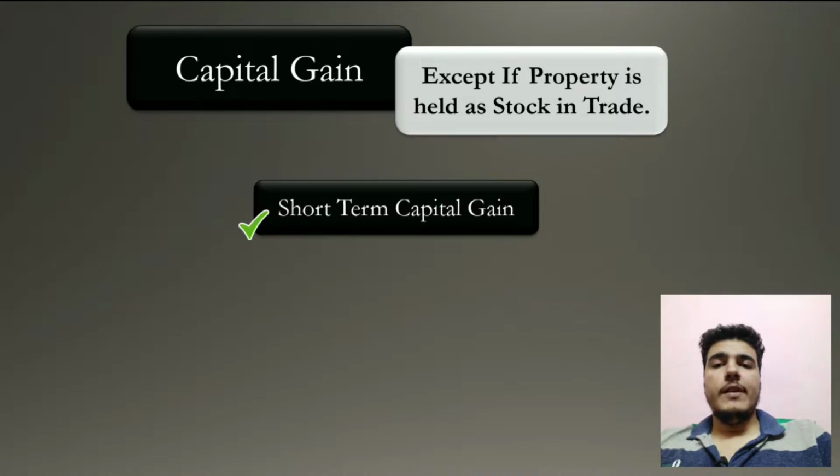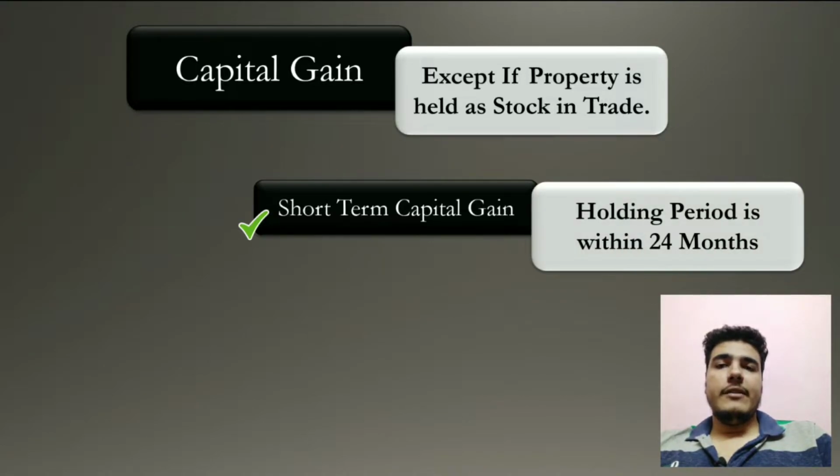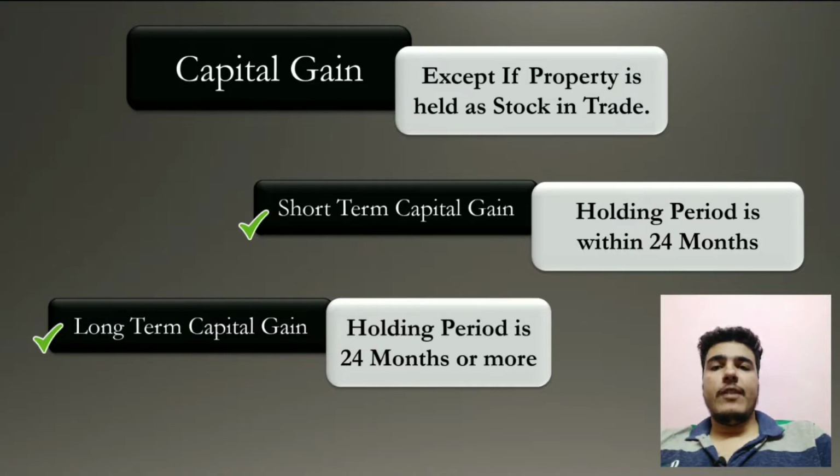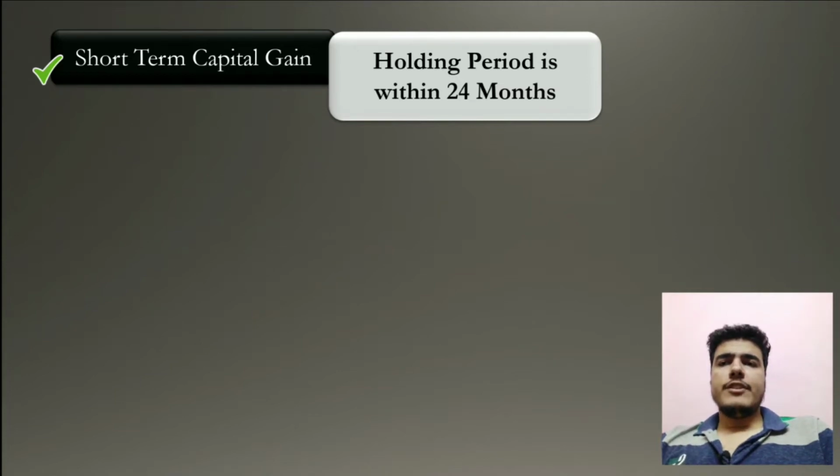What is the holding period? From date of purchase to date of sale, that period is known as holding period. If the holding period is within 24 months, then short term capital gain will arise. In case of long term capital gain, the holding period is 24 months or more. Why do we have to bifurcate short term and long term? Because the indexation benefit is available only under long term capital gain. So that's why we bifurcate into short term and long term, and there is a different tax treatment for both.